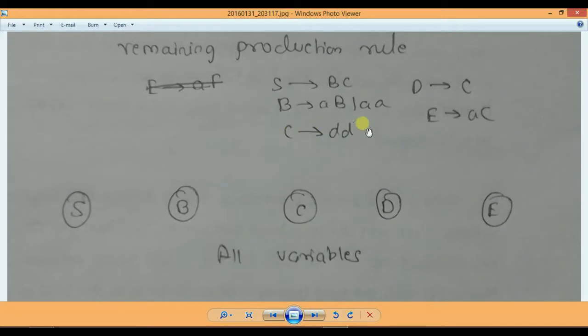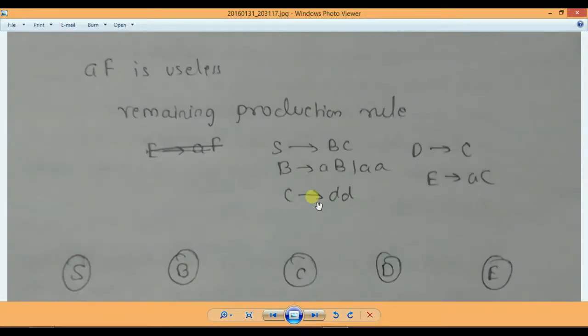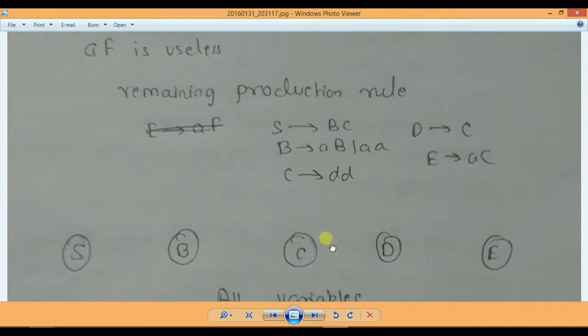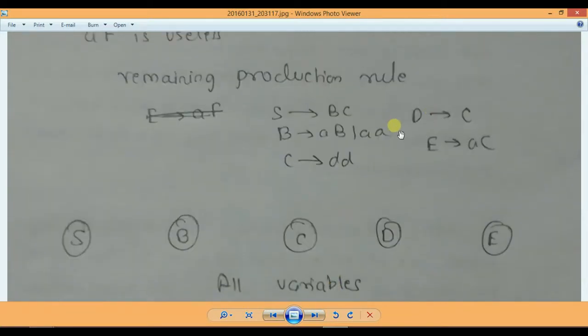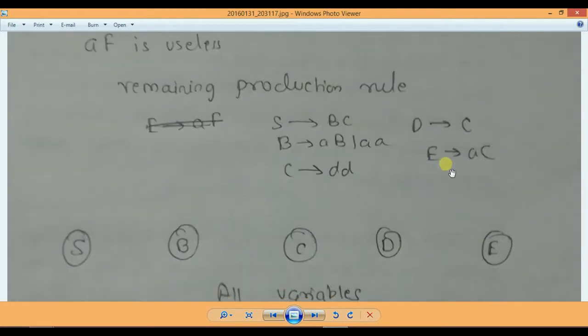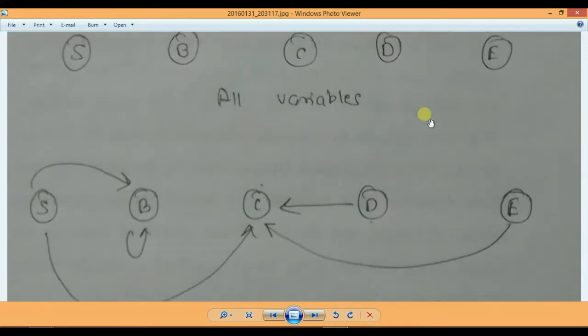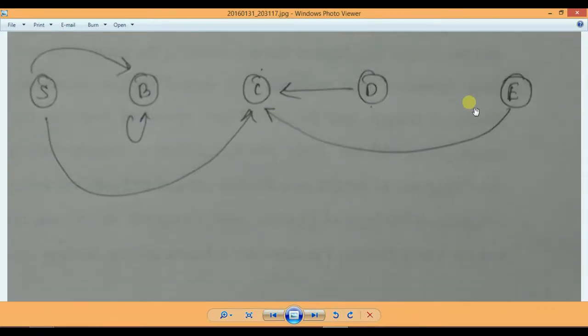Then C can reach small d and capital D. Sorry, C can reach only small d, so there will be no arrow from C. Then D reaches C, so there will be an arrow from D to C, and finally E reaches C, so there will be an arrow from E to C. If you observe this graph carefully, now we can understand.